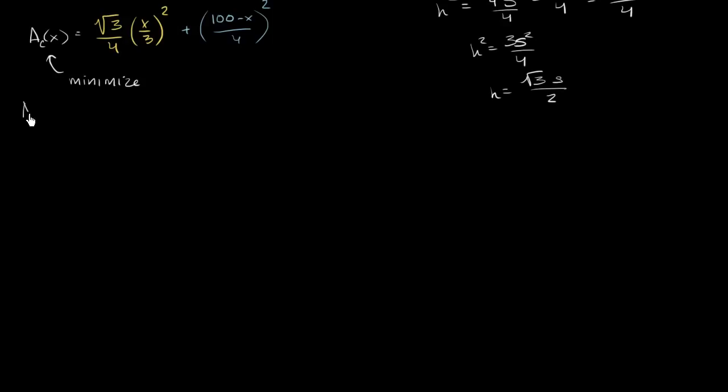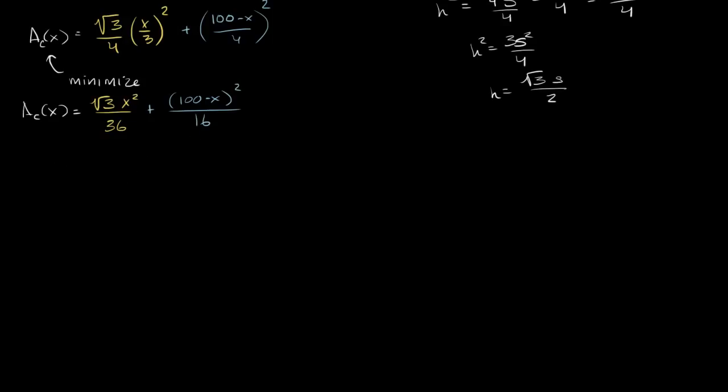So let me rewrite this. Our combined area as a function of x. Let me rewrite this so it's a little bit easier to take the derivative. So this is going to be the square root of 3 times x squared over 4 times 9, which is 36. And then over here in blue, this is going to be plus 100 minus x squared over 16.